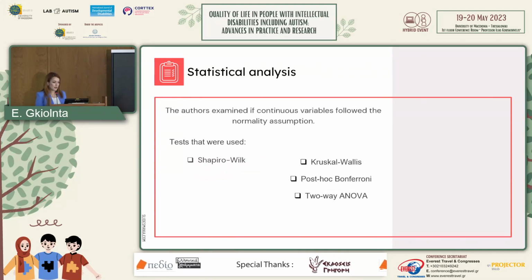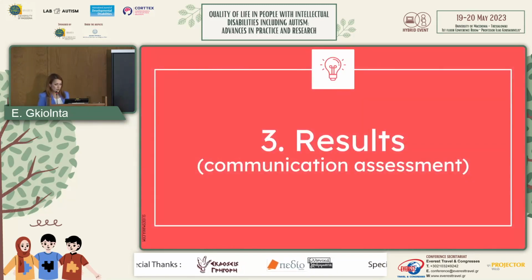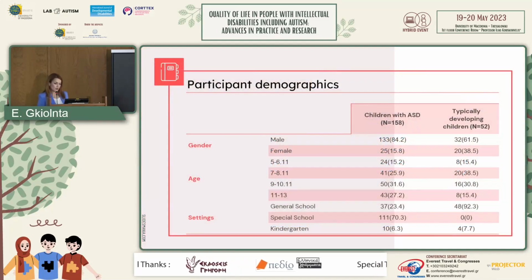The authors examined if continuous variables followed the normality assumption, and some of the tests that were used were Shapiro-Wilk, Kruskal-Wallis, post-hoc Bonferroni, and a two-way ANOVA. Also, Kolmogorov-Smirnov was used, and Mann-Whitney. The results showed the communication assessment, as I said earlier.